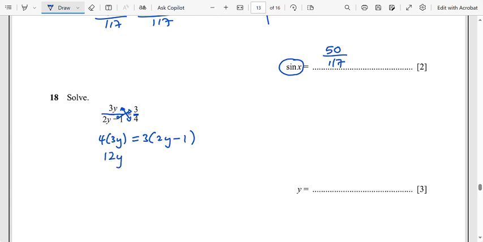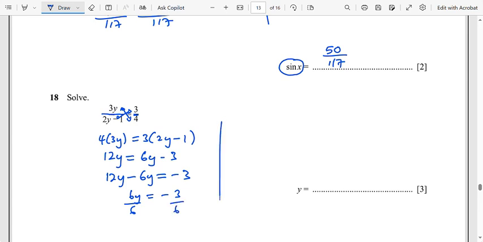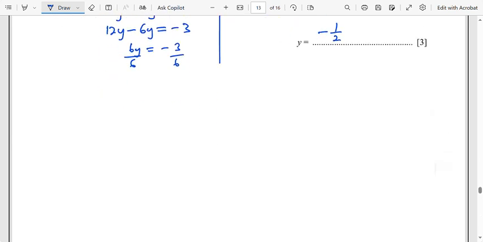So on the left hand side, we're going to have 12y is equal to 6y minus 3. So that's 12y minus 6y when we group like terms and using the change sign. So 6y is equal to minus 3. Then we finally divide both sides by 6. Turns out that y is equal to minus 3 over 6, which is minus half. So you can either write minus half or minus 0.5.